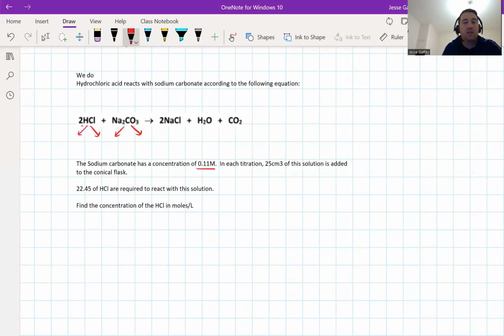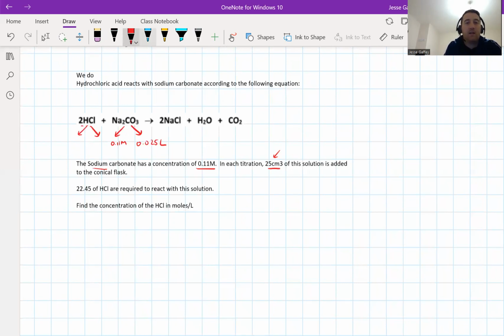Okay, so as you can see, 0.11 molar is the sodium carbonate, so 0.11 M. And the volume, it says 25 centimeters cubed of this solution is added to the conical flask. So I need to turn this into liters. Pause the video and do this now. What you should have got is 0.025 liters.